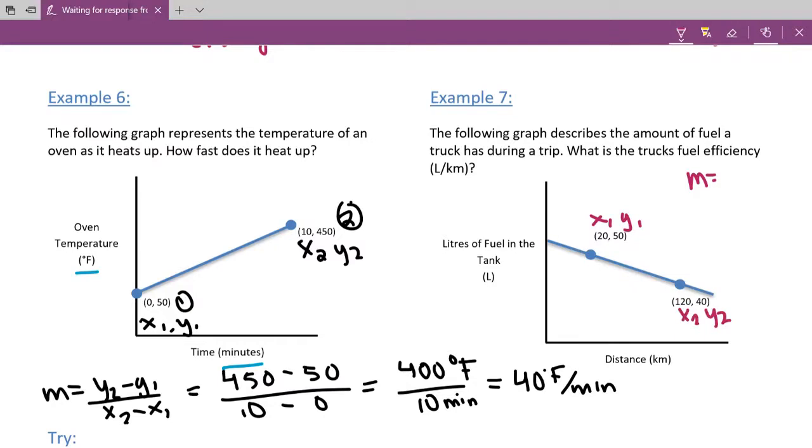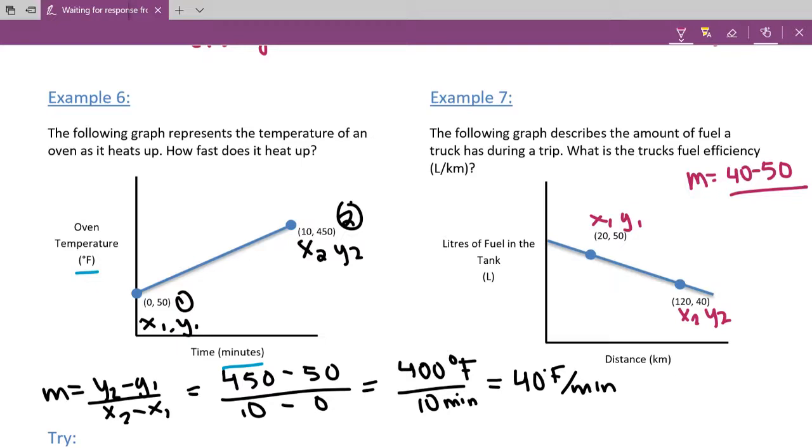So point 1 is where we start. After 20 kilometers in your trip, you have 50 liters of fuel. And then later on, after 120 kilometers in your trip, you're down to 40 liters of fuel. So it looks like 40 minus 50 for my y values, which makes sense because this time our fuel is decreasing. We do have a negative slope here.